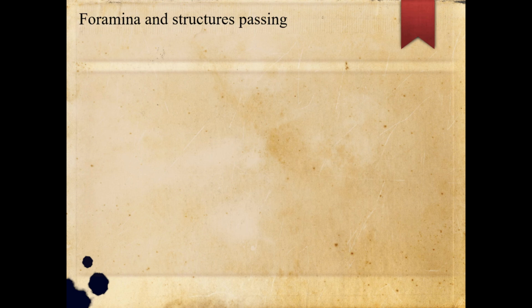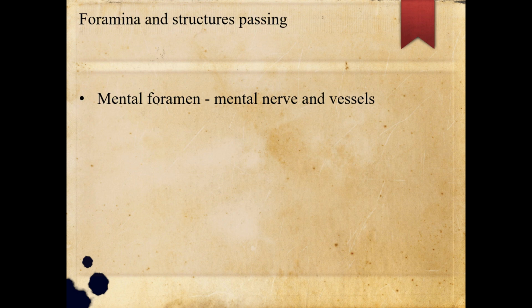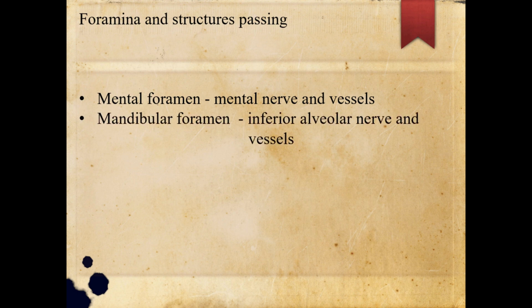Foramina and structures passing. The mental foramen transmits the mental nerve and vessels. The mandibular foramen. The inferior alveolar nerve and vessels enter the mandibular canal through the mandibular foramen and run forward within the canal.